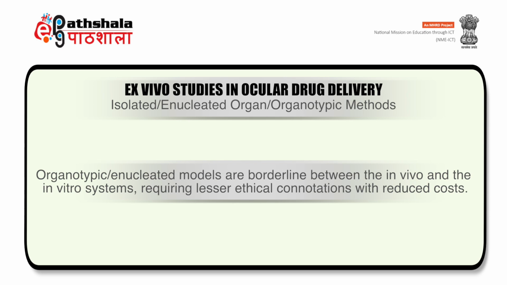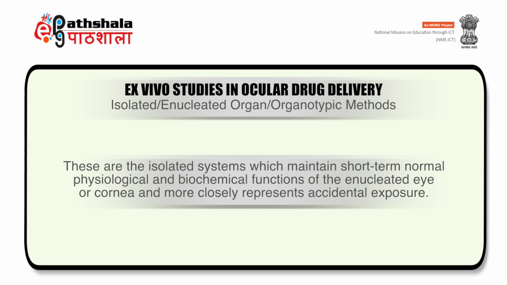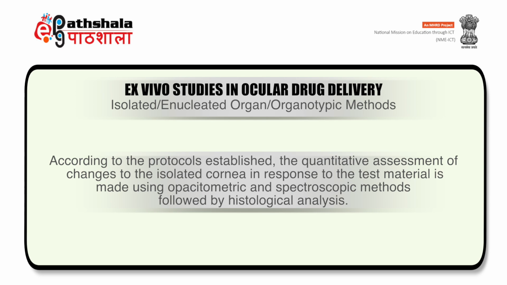Organotypic enucleated models are borderline between the in vivo and the in vitro systems, requiring less ethical concern with reduced costs. These are isolated systems which maintain short-term normal physiological and biochemical functions of the enucleated eye or cornea and more closely represent accidental exposure. According to the established protocol, the quantitative assessment of changes to the isolated cornea in response to the test material is made using opacitometric and spectroscopic methods followed by histological analysis.